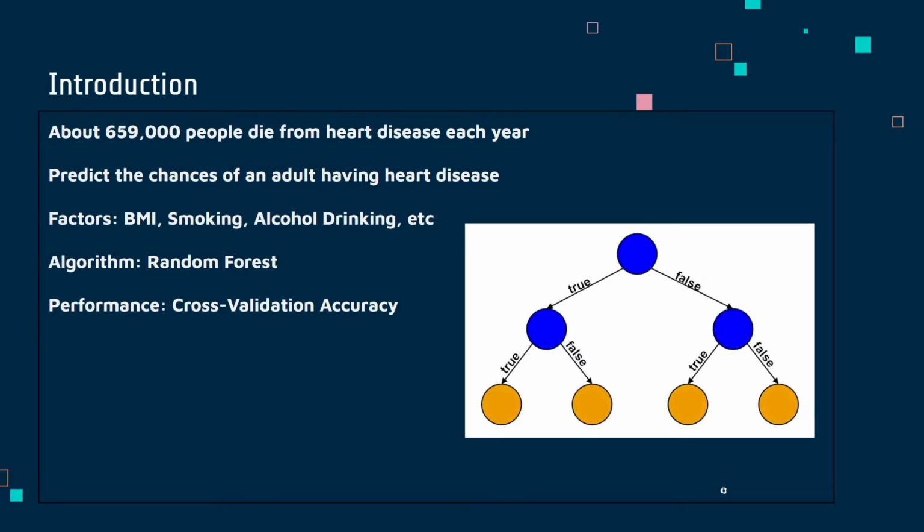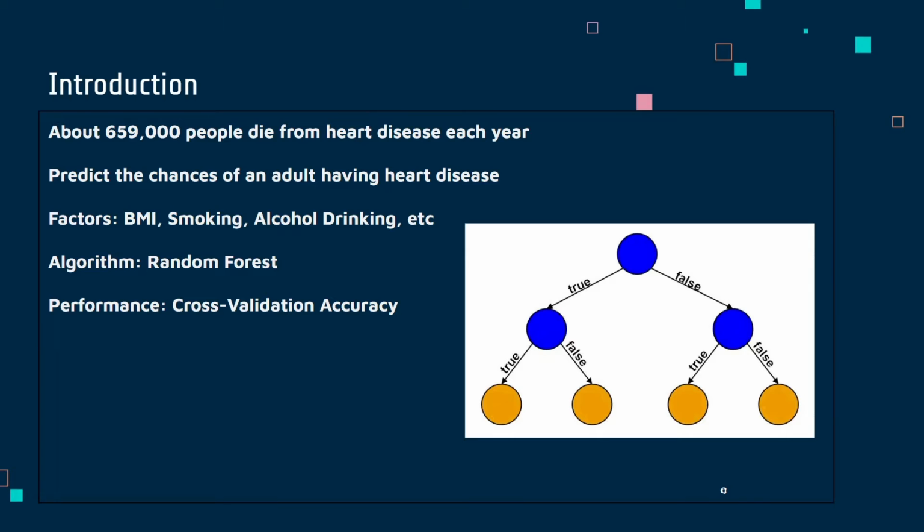According to the CDC, about 659,000 people die from heart disease each year in the United States. If we are able to predict the chances of an adult having heart disease, we could take precautions before it's too late, and it will actually save people's lives. To perform such a task, we'll be using an algorithm called random forest.